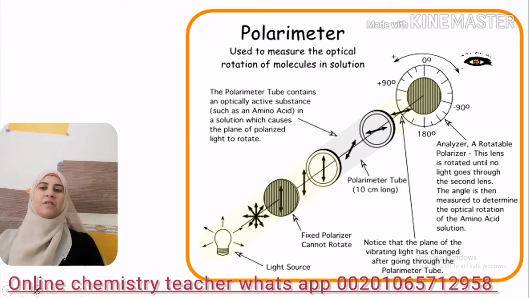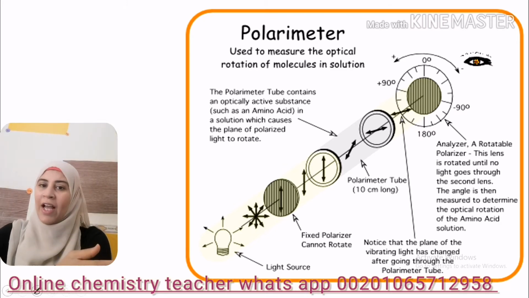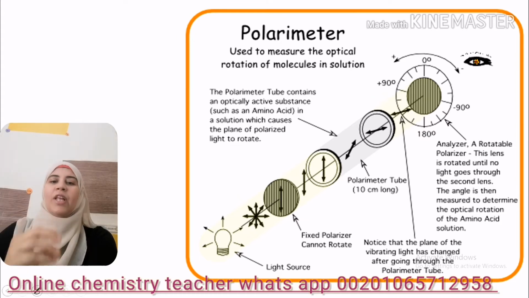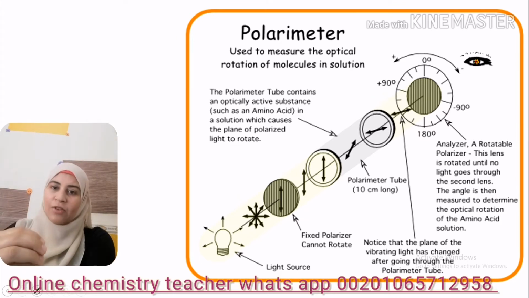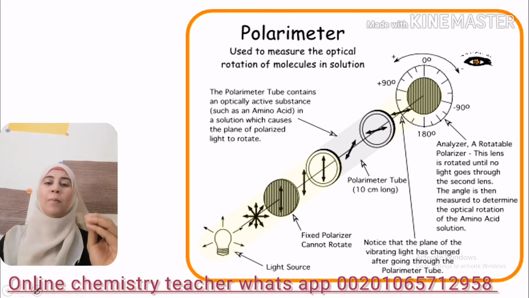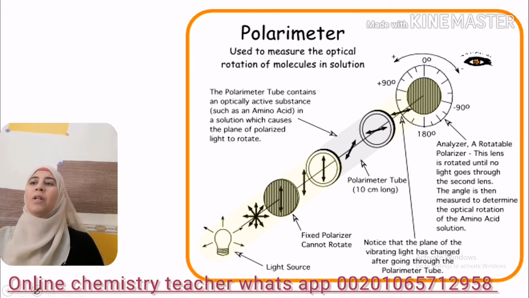Let's complete together how we can know we have an optically active compound. If you are working inside your lab and you have an unknown chemical compound, you won't know if you have a chiral carbon atom or not. So how can we know practically that we have an optically active compound or an optically inactive compound? We can measure the optical activity of our compound by using a polarimeter. A polarimeter is used to measure the optical activity of compounds.